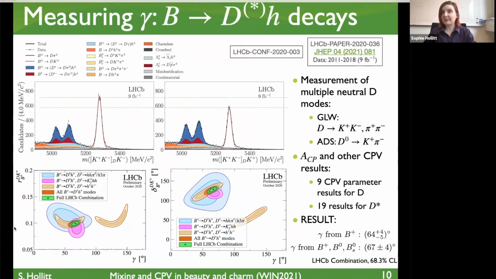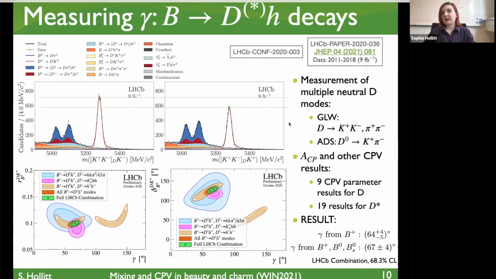So speaking of gamma, we've also had some measurements of gamma from B goes to DH decays or D star H. And in this particular paper, there were actually lots and lots of measurements of CP parameters. But what I want to talk about is this one where we have D0 or D0 bar goes to K plus K minus, and the B is D0 K. So I included this plot just because the asymmetry is very obvious and nice to look at here.